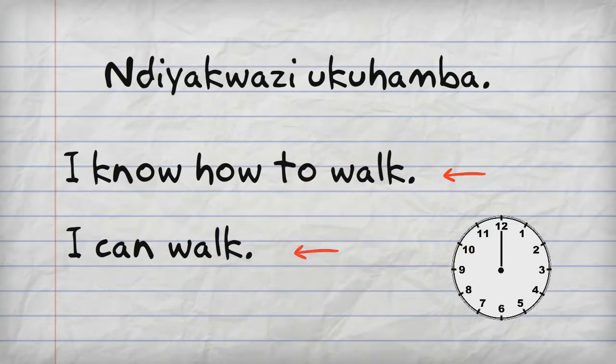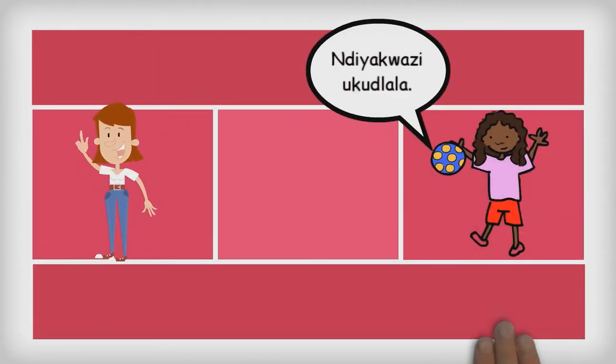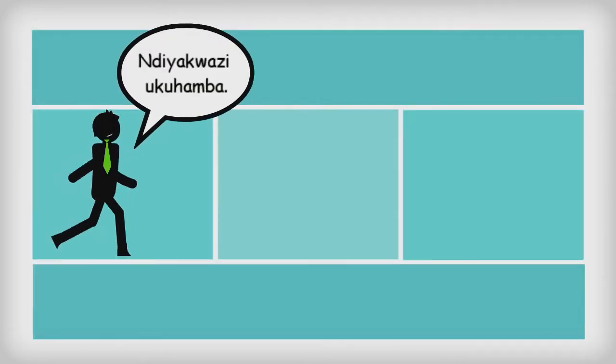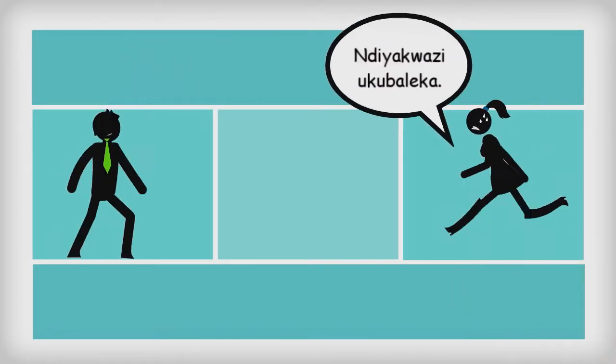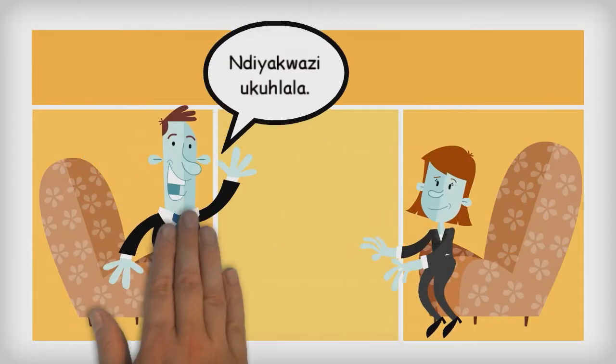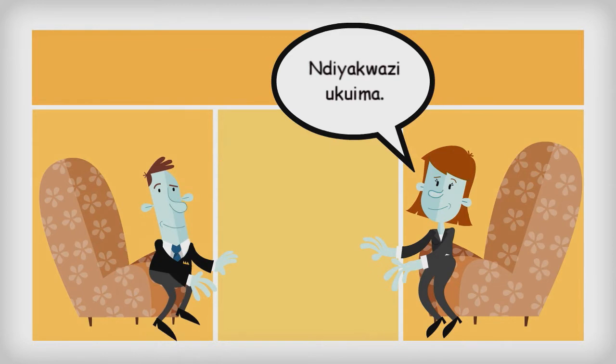Now let's see how all our friends use this sentence. Molo, ndiyakwazi ukudanisa. Ndiyakwazi ukulala. Ndiyakwazi ukuhamba. Ndiyakwazi ukubaleka. Ndiyakwazi ukuyima.